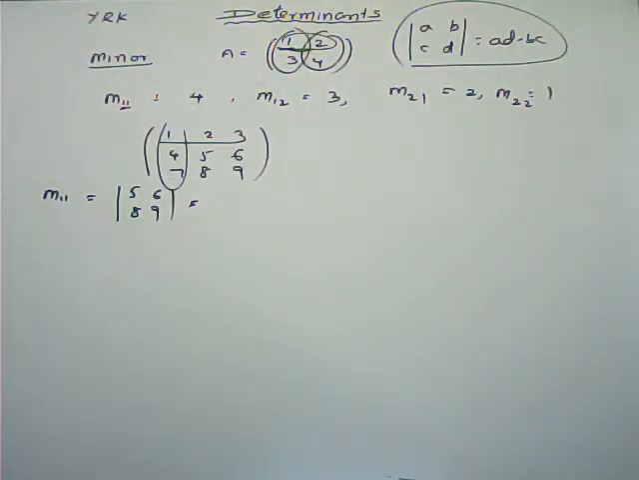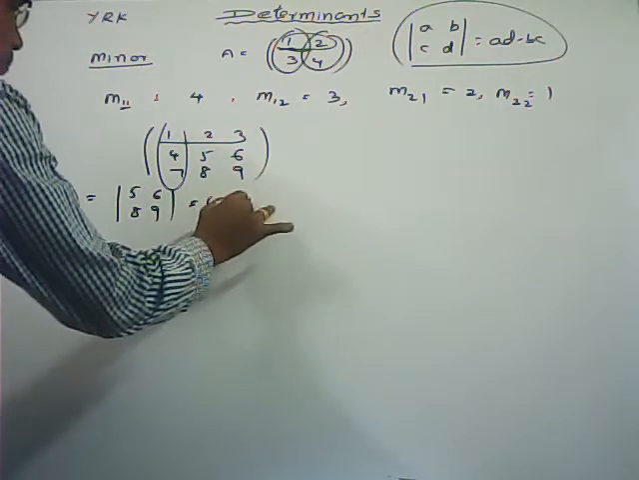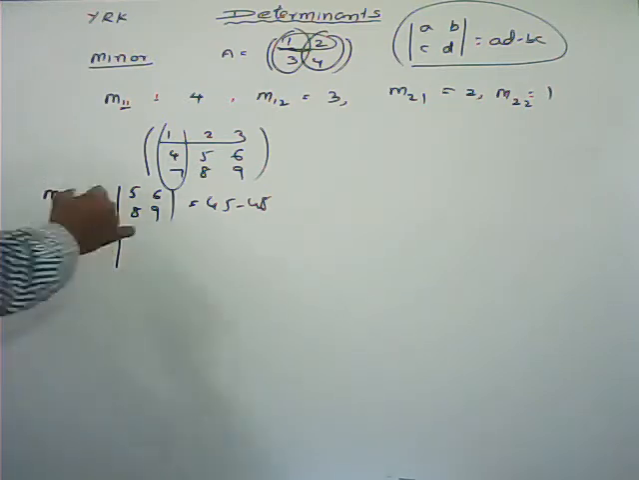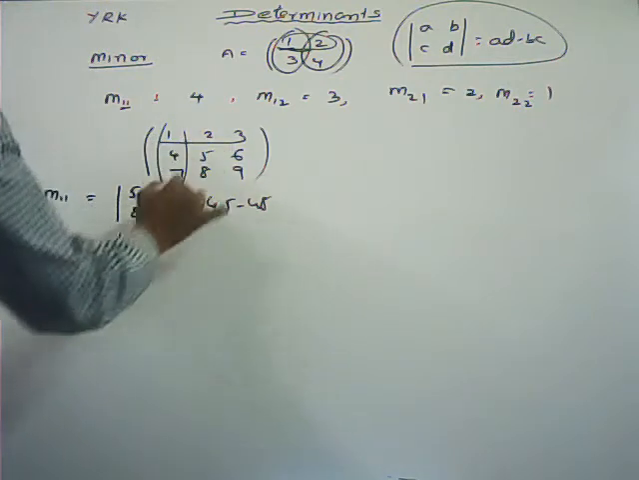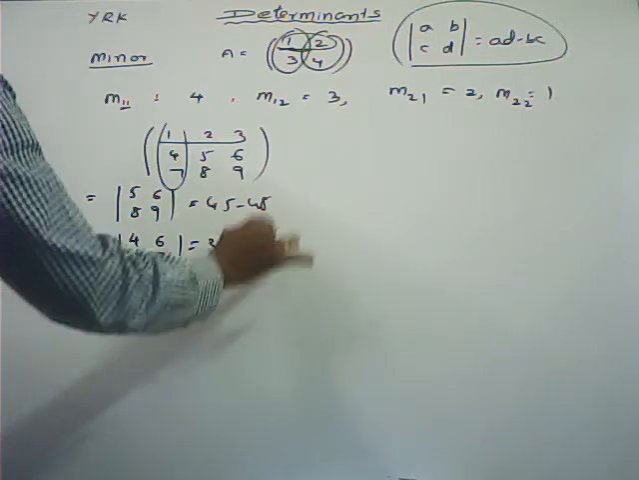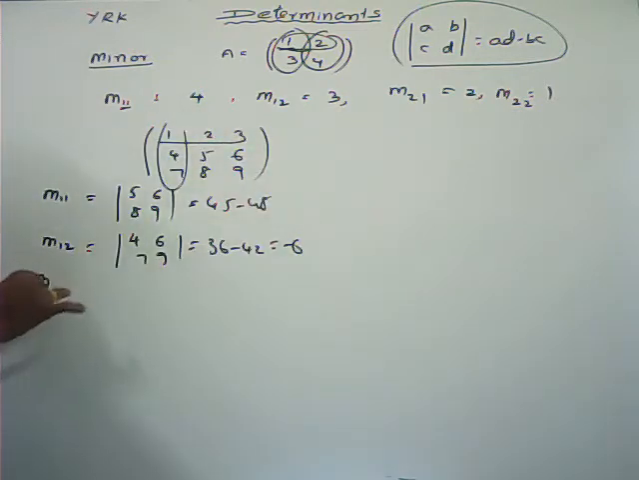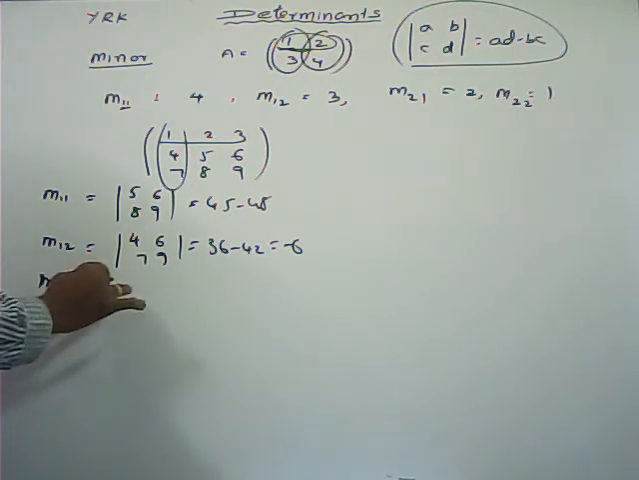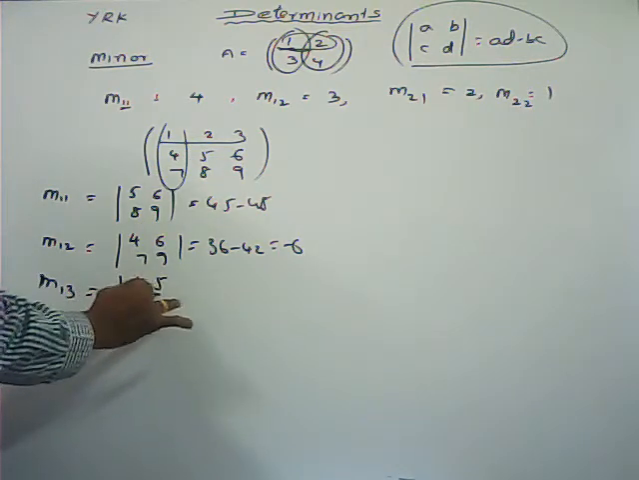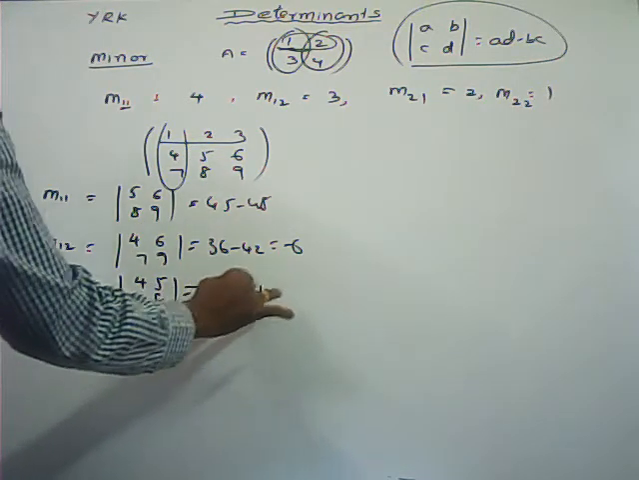The determinant of [A, B; C, D] is equal to AD minus BC. Now here I will say everything. Now that is equal to 45 minus 48. M12 is equal to the determinant after eliminating the first row and second column, [4, 6; 7, 9], which is equal to 36 minus 42, that is equal to minus 6. M13 is equal to the determinant of the first row third column, [4, 5; 7, 8], that is equal to 32 minus 35, that is equal to minus 3.